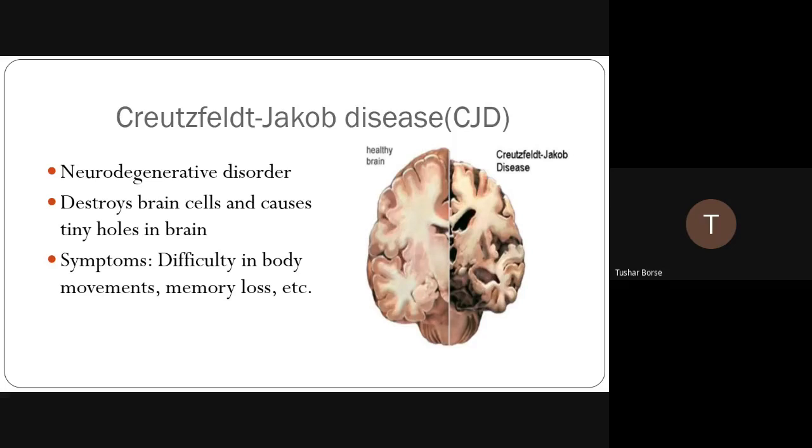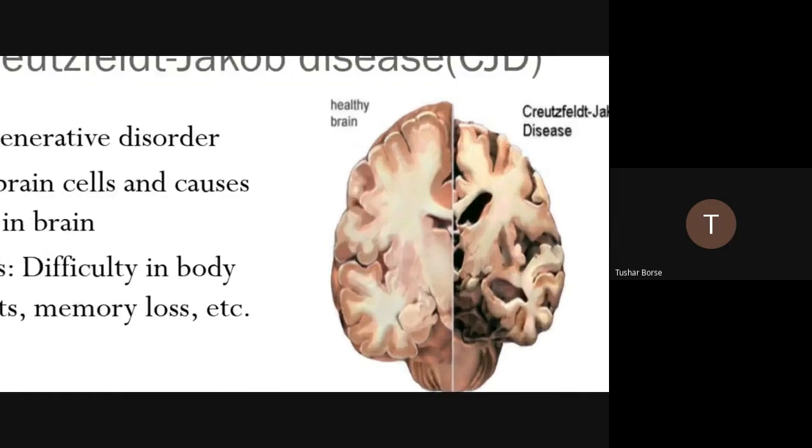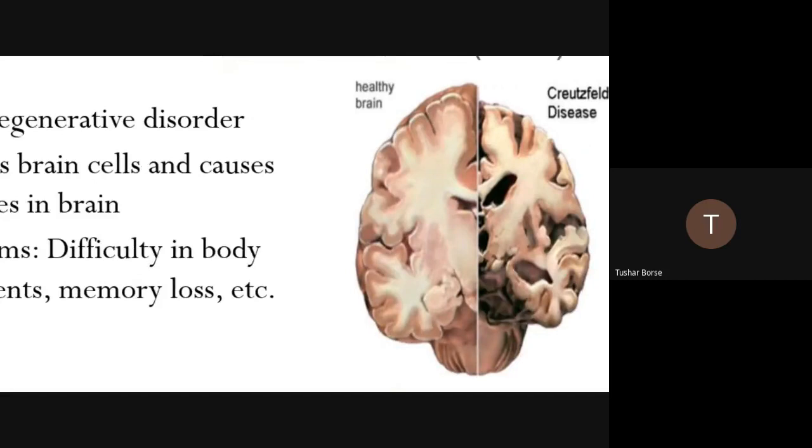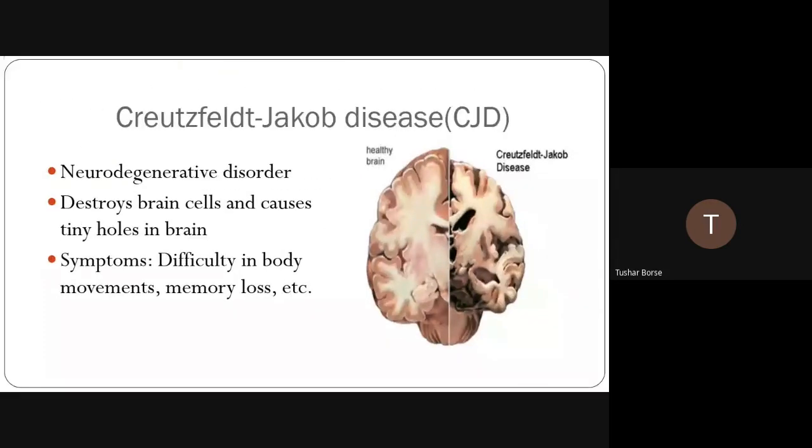It destroys brain cells and causes tiny holes in the brain. You can see in the image the healthy brain and the CJD brain. In this, the brain becomes like a sponge. The symptoms are difficulty in body movements, memory loss, etc. Thank you.